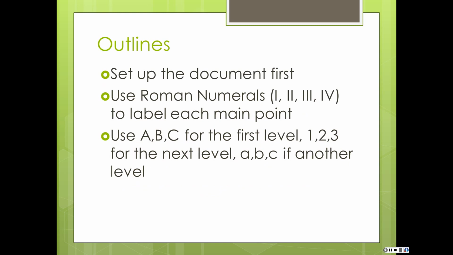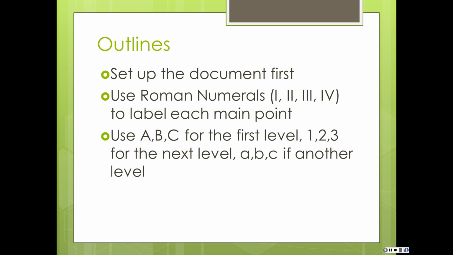So you need to set up your document first, whether this is in Microsoft Word or Google Docs or whatever word processing program you might be using. Make sure that you've got your margins set to what you want them and that you've got font selected where you want it, double spaced probably for most college papers. A good rule of thumb is to use 1-inch margins, 12-point font, and Times New Roman or Arial as the font style. So use your Roman numerals to mark the main points.